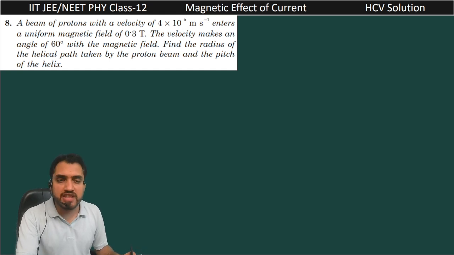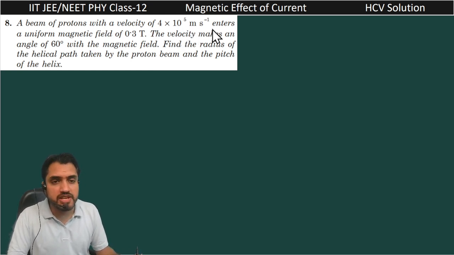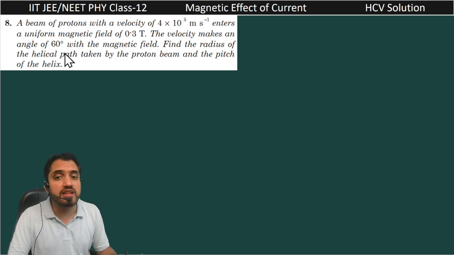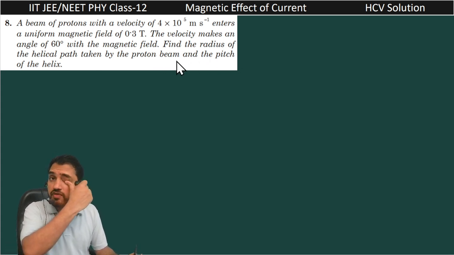Hello, my dear students. Now we are having the next question. A beam of protons with velocity 4 × 10^5 meter per second enters a uniform magnetic field of 0.3 Tesla. The velocity makes an angle of 60 degrees with the magnetic field. Find the radius of the helical path taken by the proton beam and the pitch of the helix.